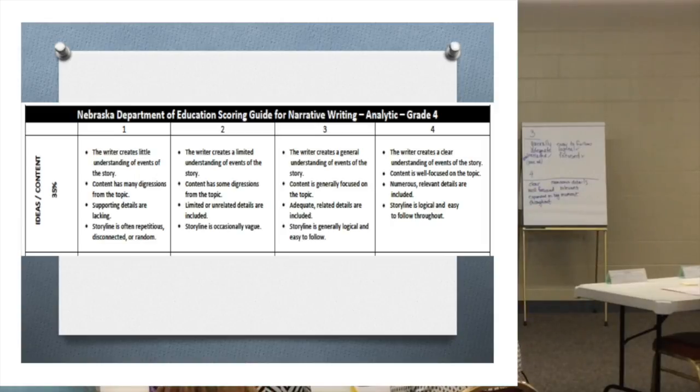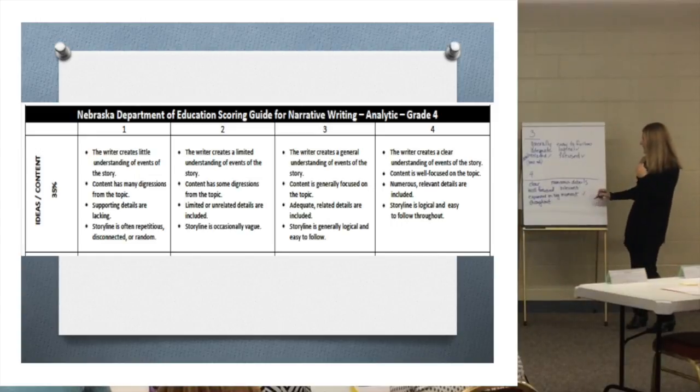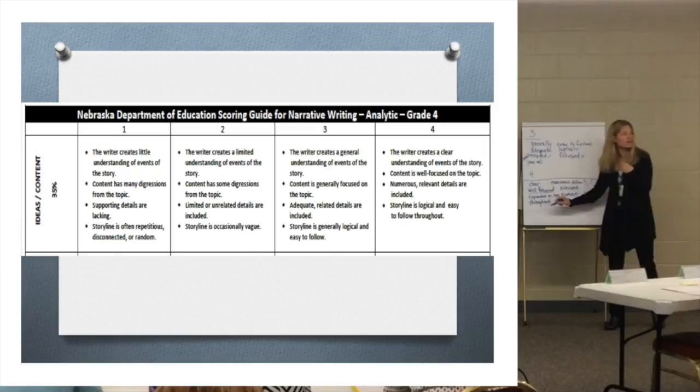So they had more details than the 3. Would you agree? Yes. It was expanded. Numerous details. Were they all relevant? It was well focused. Was it throughout the whole thing?